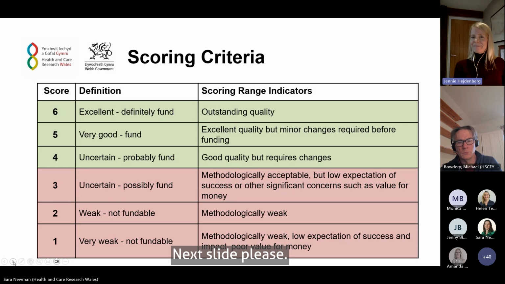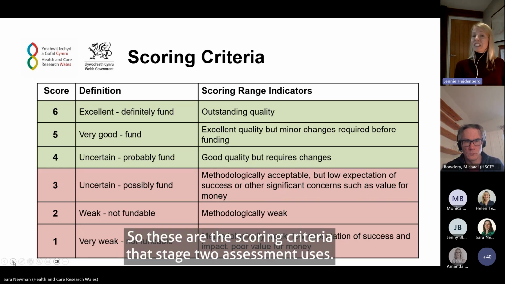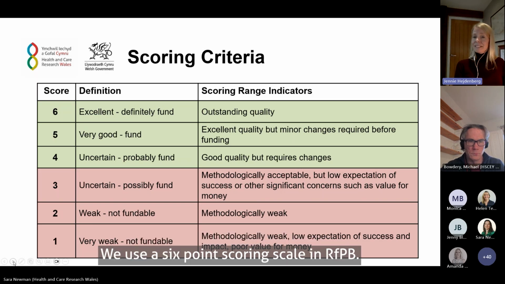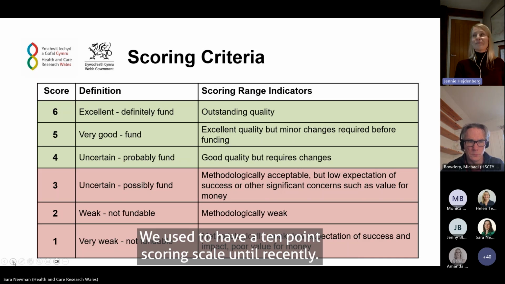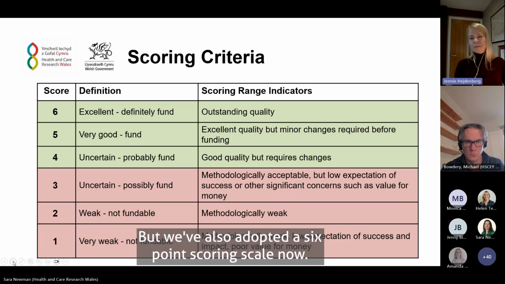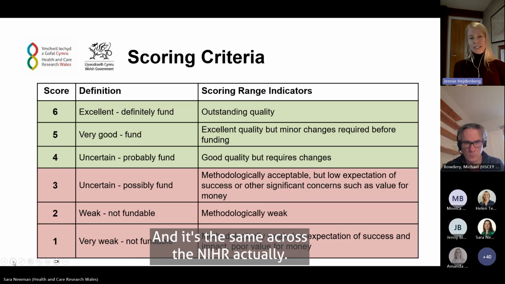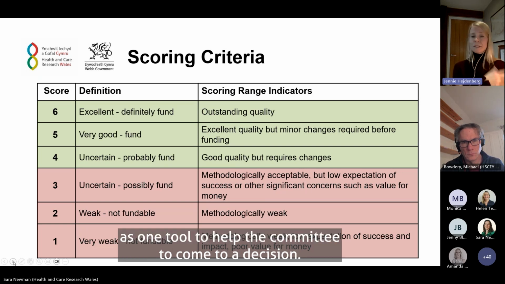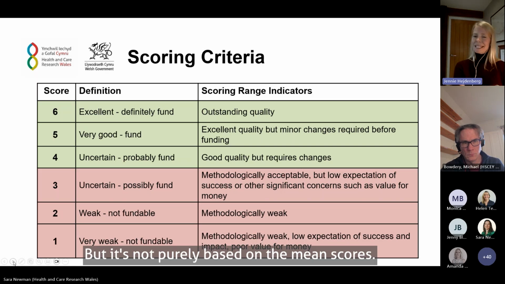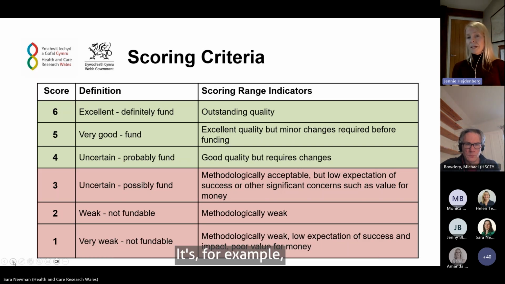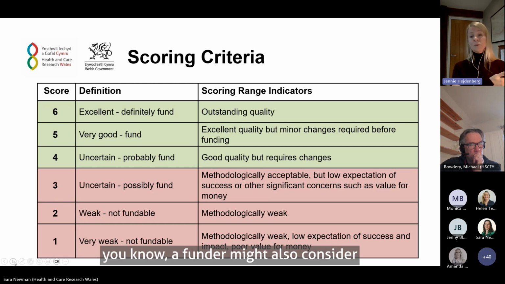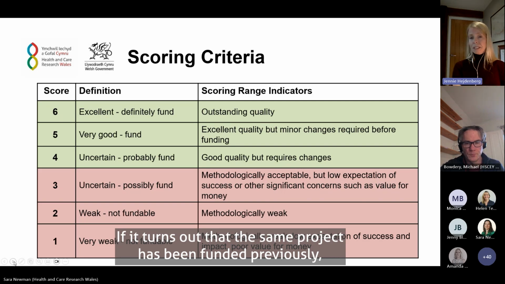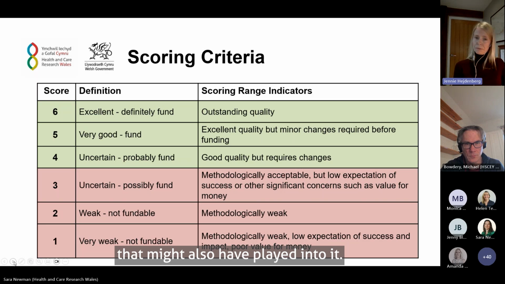Next slide, please. These are the scoring criteria that the stage 2 assessment uses, but it's very similar to the stage 1 assessment. We use a 6-point scoring scale. In RFPB, we used to have a 10-point scoring scale until recently, but we've also adopted a 6-point scale now, and it's the same across the NIHR actually. Again, just to note that scores are used as one tool to help the committee come to a decision, but it's not purely based on the scores. So for example, a funder might also consider overlaps with existing research, if it turns out that the same project has been funded previously. That might also feed into it.